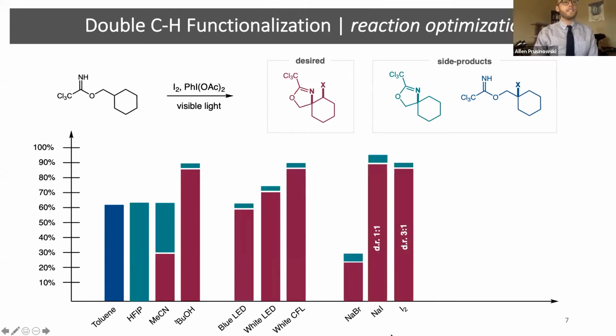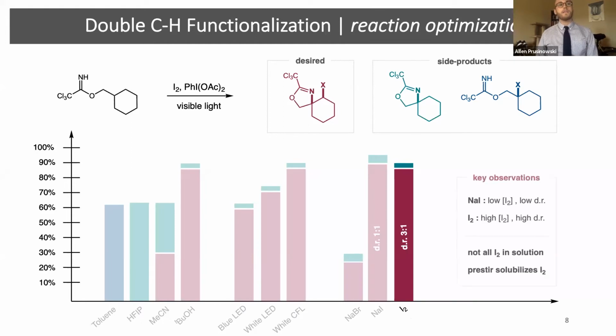And then the halogen source: we saw that iodine sources were superior to other halogens. But what's really important to notice here is that between sodium iodide and molecular iodine, we see completely different diastereomeric ratios, where I2 is far superior. So we wanted to look at this a little bit more. The key observation here was that with I2, you have a really high concentration of molecular iodine, and that correlated to a high DR. When we look in the vials at the end of the reaction, this is very fast. In about 30 minutes, it's complete.